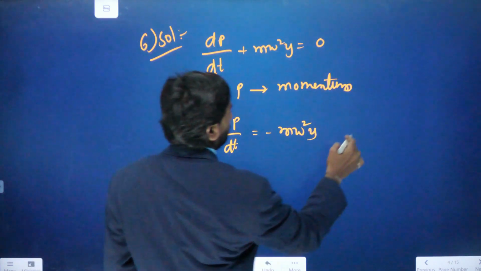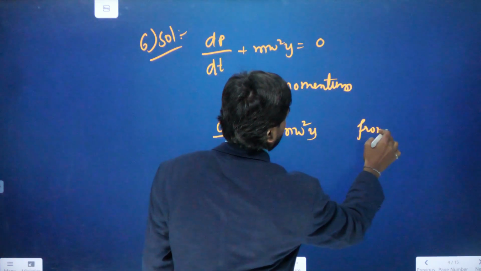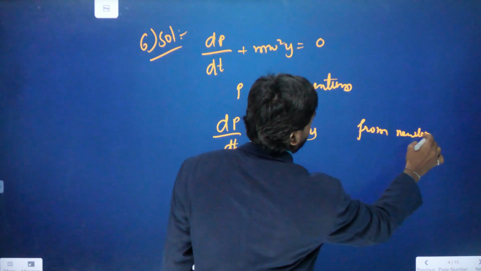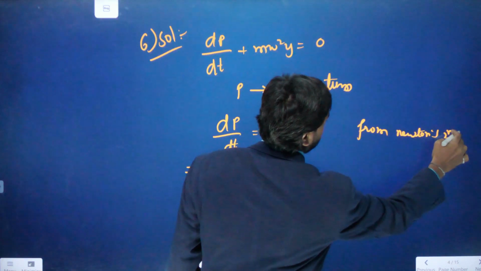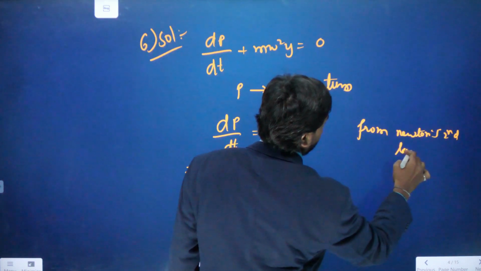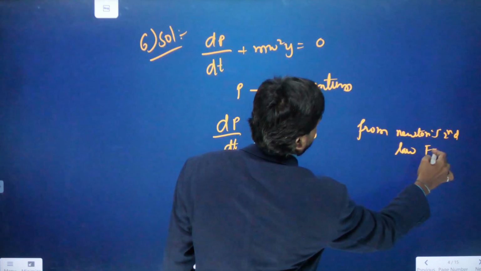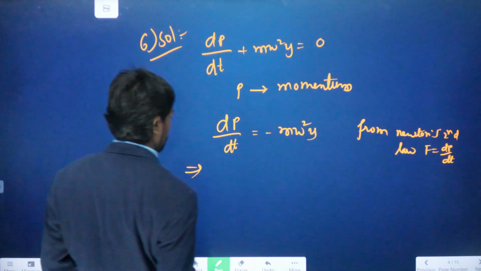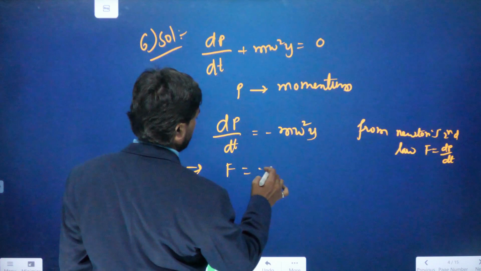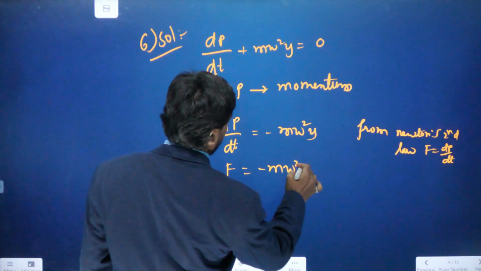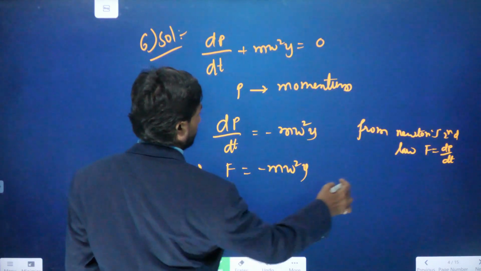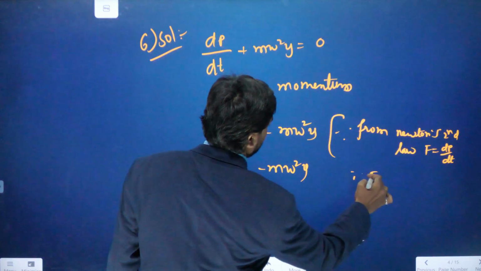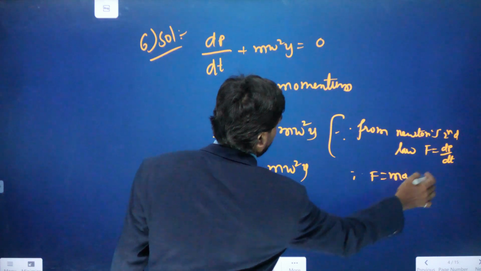According to Newton's second law, f is equal to dp by dt. Then here we can write f is equal to minus m into omega square y. Also, f is equal to m into a, we can write.